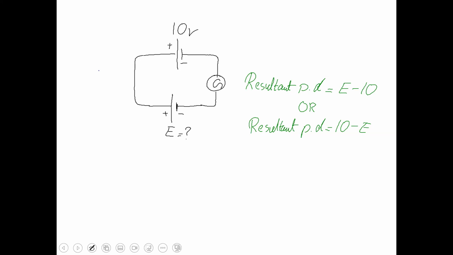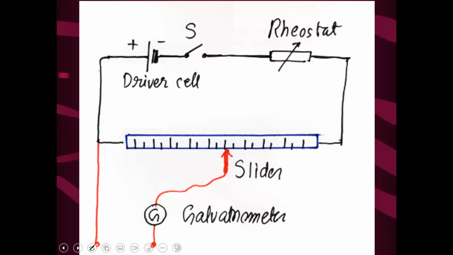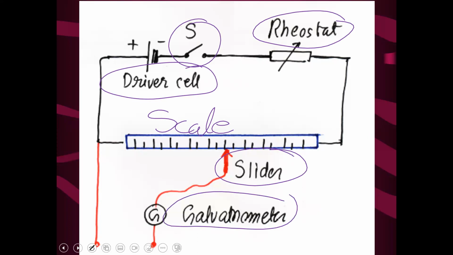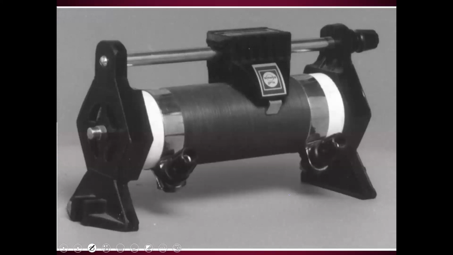It is called the null method. They thought of a comparison, and this is the circuit of a potentiometer. This is called a driver cell. This is the circuit switch, and we have a rheostat. This is a long marked scale, and then our potential divider is there as a slider, and then a galvanometer is there. Galvanometer is very sensitive, and it can detect even a small amount of current. This is called a rheostat.